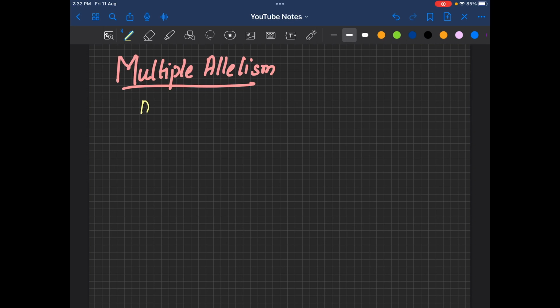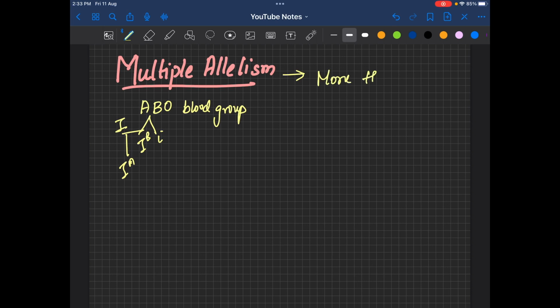Now again, multiple allelism, we have a very good example of ABO blood grouping. Even in codominance we saw this, the same example. Now ABO, why? Because it is controlled by a gene I, and this gene I has 3 different variants, that is IA, IB and small i. That is why multiple allelism. What is basically multiple allelism? That is more than 2 alleles govern the same character. Okay, so that is multiple allelism.